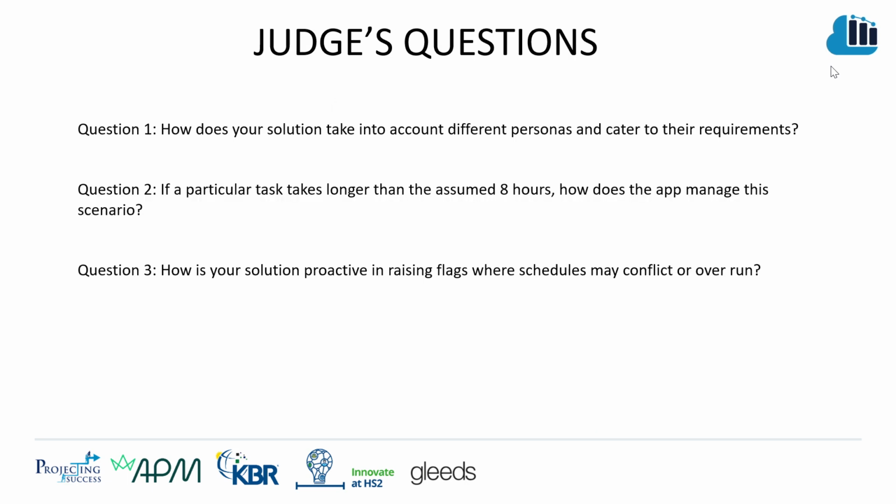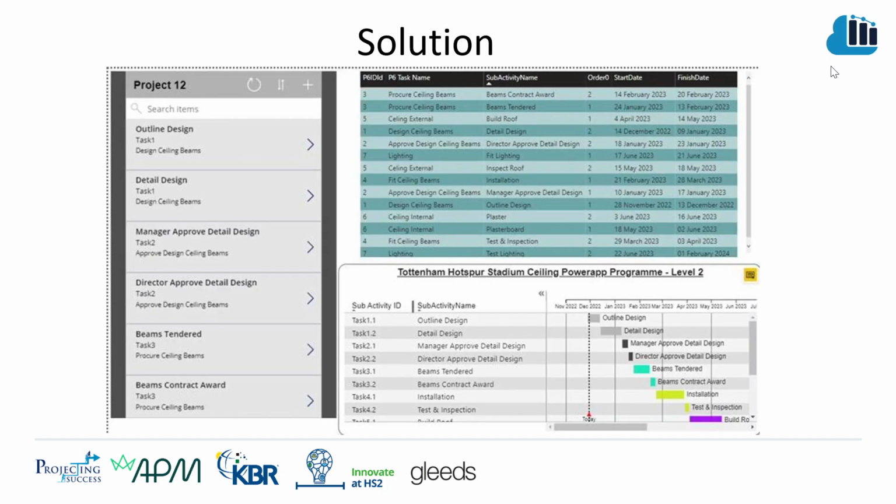Question 2. If a particular task takes longer than the assumed 8 hours, how does the app manage this scenario? The app directly manages delays through allowing individual end users to provide reforecasts. It also allows for comments to be entered against these delays. This creates a treasure trove of data that can be used by both commercial and academia. Commercially, people can mine these comments to find reasons for change, and academia can mine these comments to provide insights into how future projects can be better leveraged.